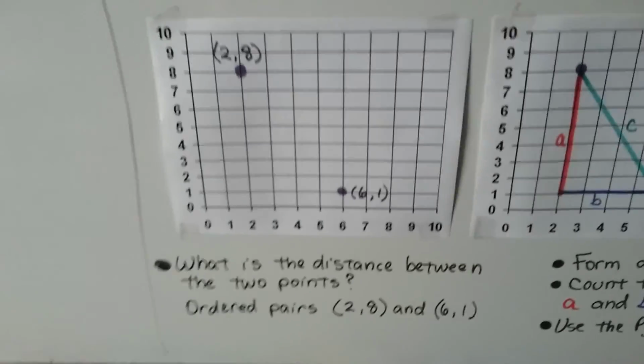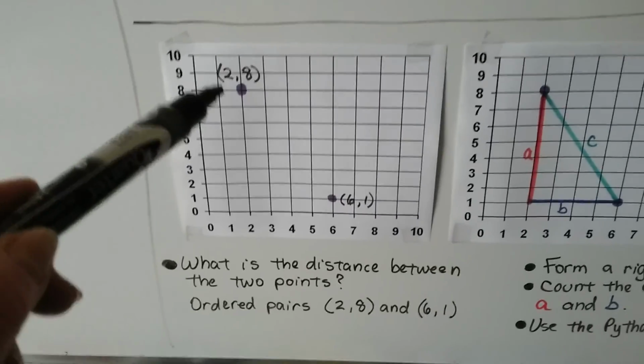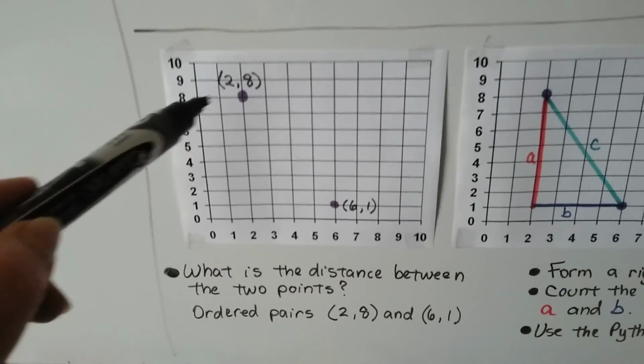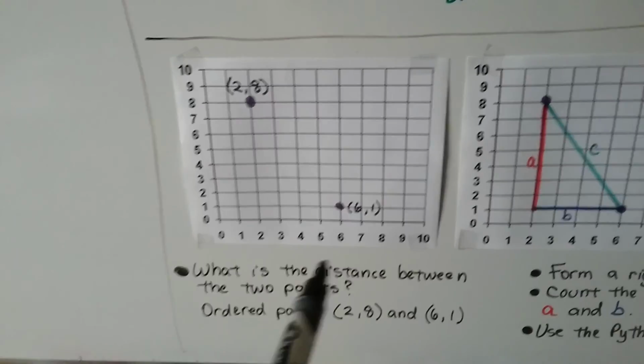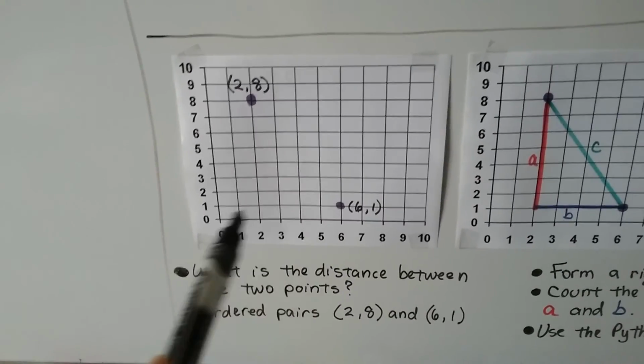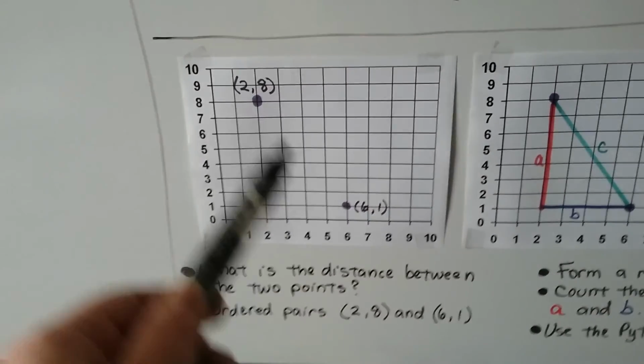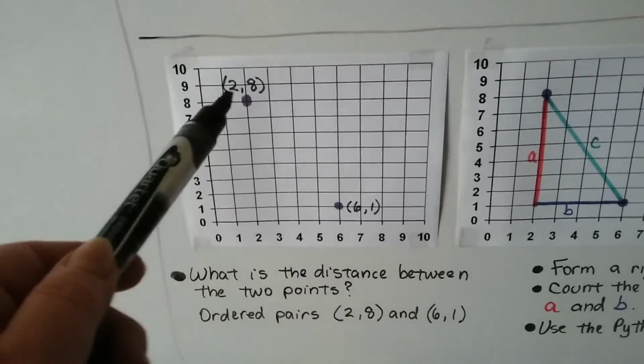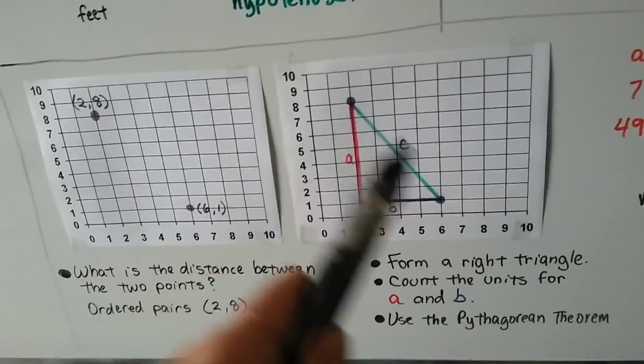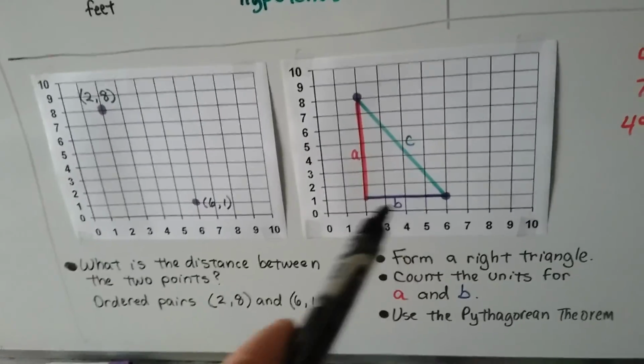What is the distance between the 2 points? So we have point x is 2, y is 8. That's right there. And we have x is 6, y is 1. We want to know the distance between these 2 points. So what we do is we make a right triangle. We connect the 2 points, and then we make a right triangle.